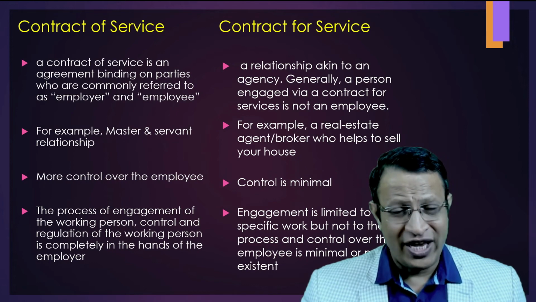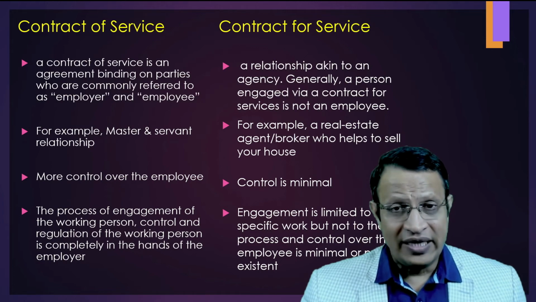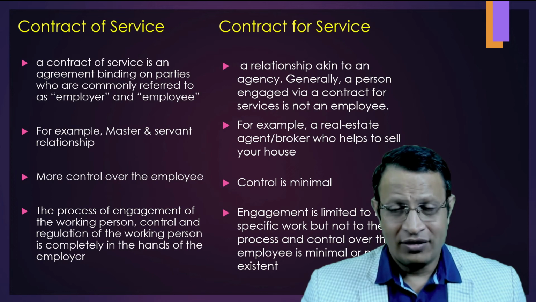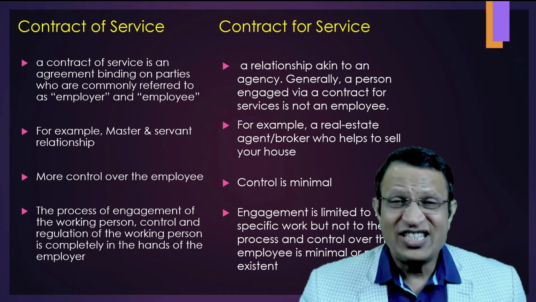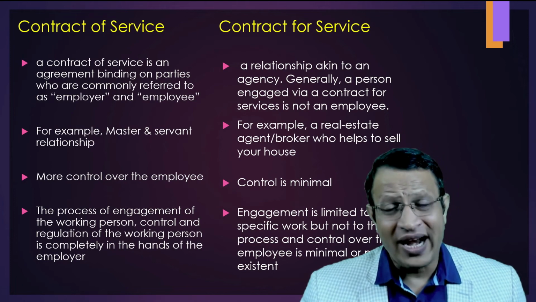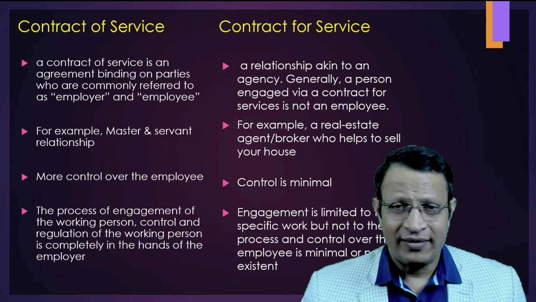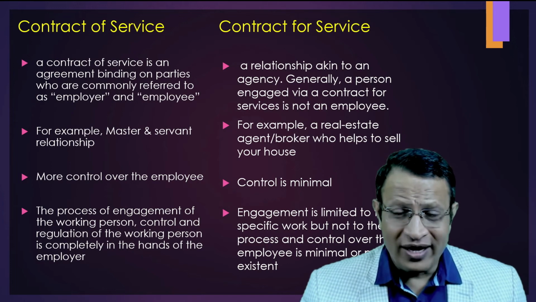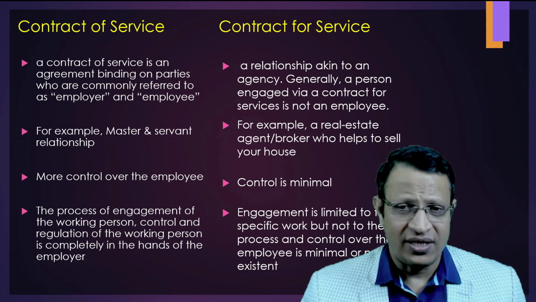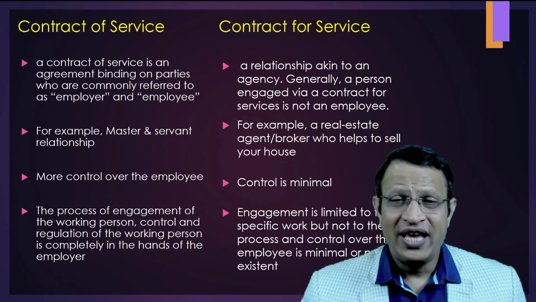Here the process of engagement is very clear. The control is very clear. The rules of engagement are very clear. The salary and the remuneration are very clear. That is contract of service. Now let's understand contract for service. What is this contract for service? Here it is a contract for per services. That means a relationship akin to an agency. Generally, a person engaged via a contract for services is not an employee.